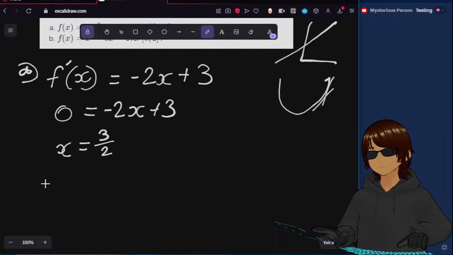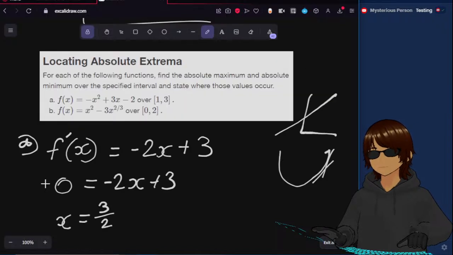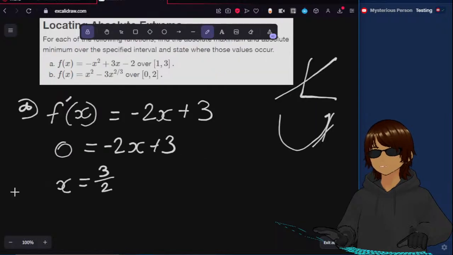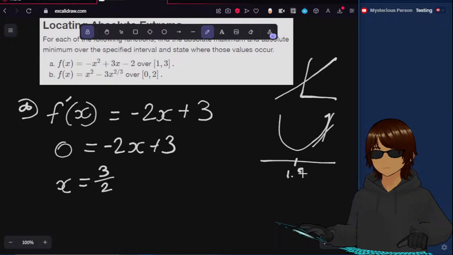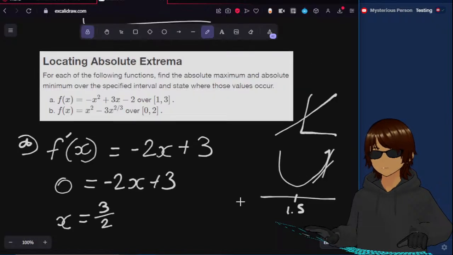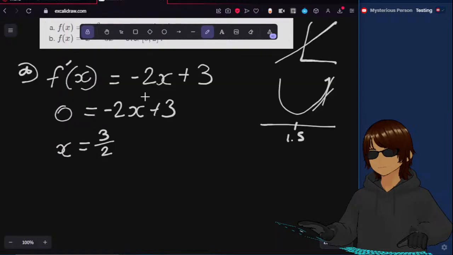And so the lowest point is at 3/2, 1.5. So there is a local minimum here, and that's it, right? So let's do B.